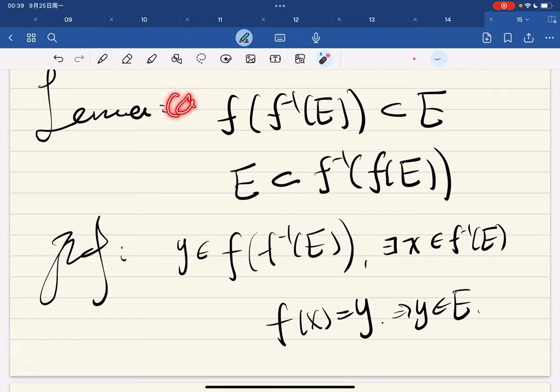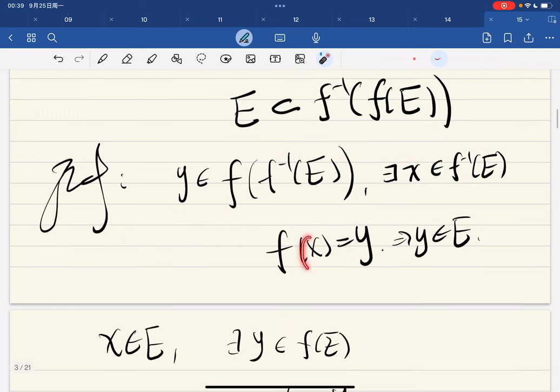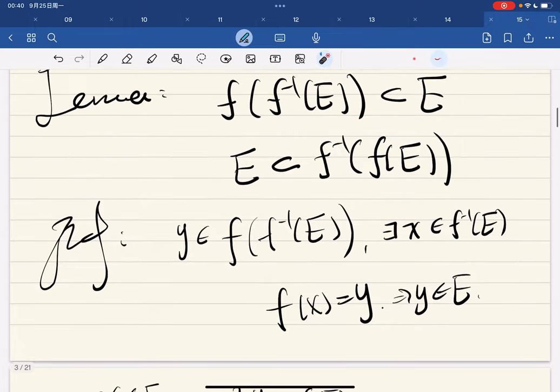So this is A, right? Why is this? Then it means that there's this x in this set such that f(x) is equal to y, right? Well, f(x) equal to y, and f(x) is from the pre-image of E under f, which means that y is in E.